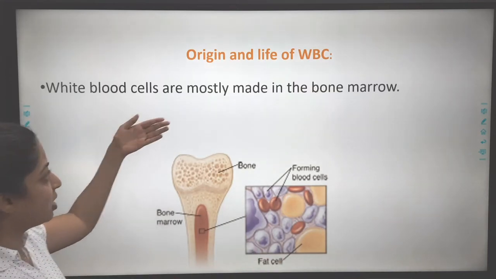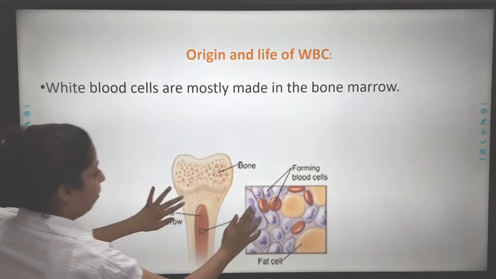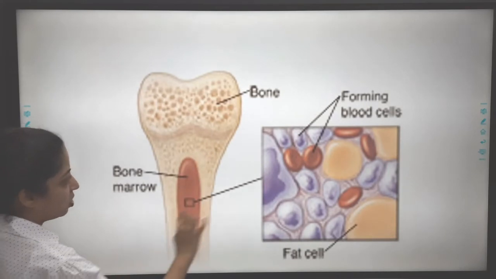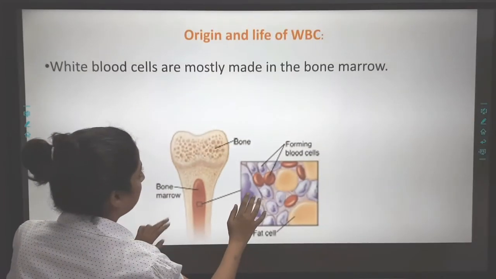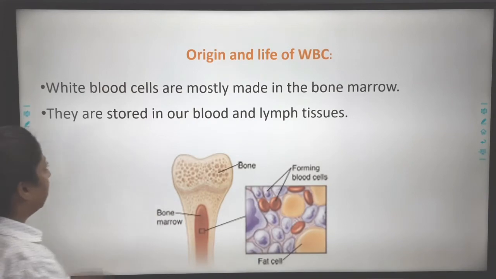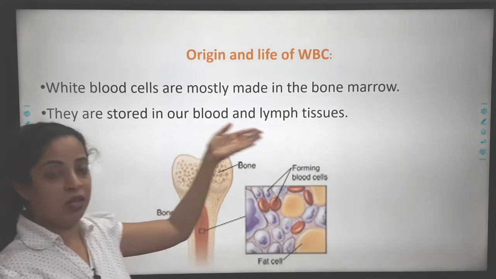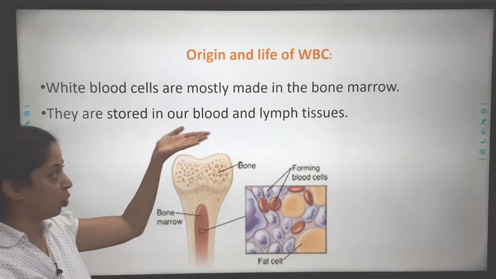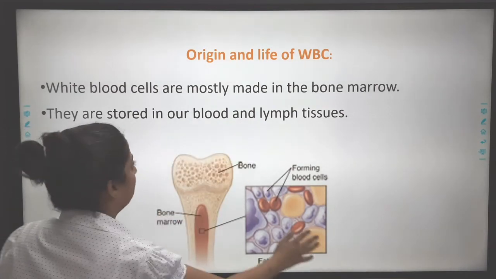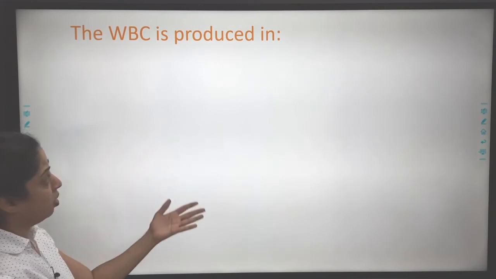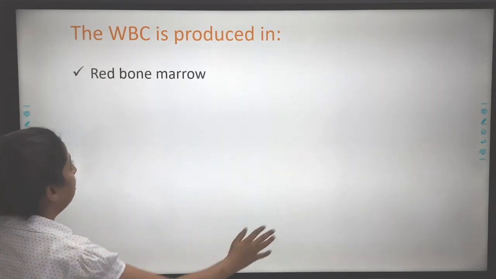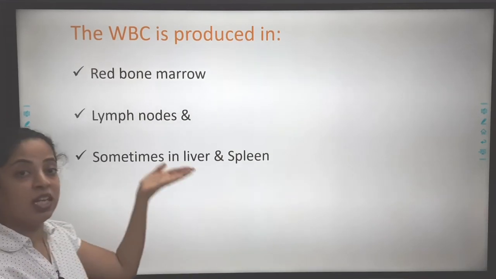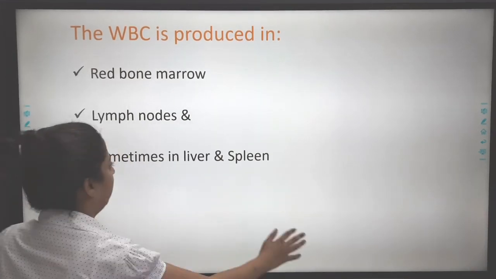Now white blood cells are mostly made in the marrow of the bone. So here you can see a long bone, and in this marrow these WBC are produced. Now they are stored in our blood and lymph tissues. So once they are produced in the bone marrow, where are they stored? They are stored in blood and lymph tissues. Now the WBC is also produced in red bone marrow, lymph nodes, and sometimes in liver and spleen too.